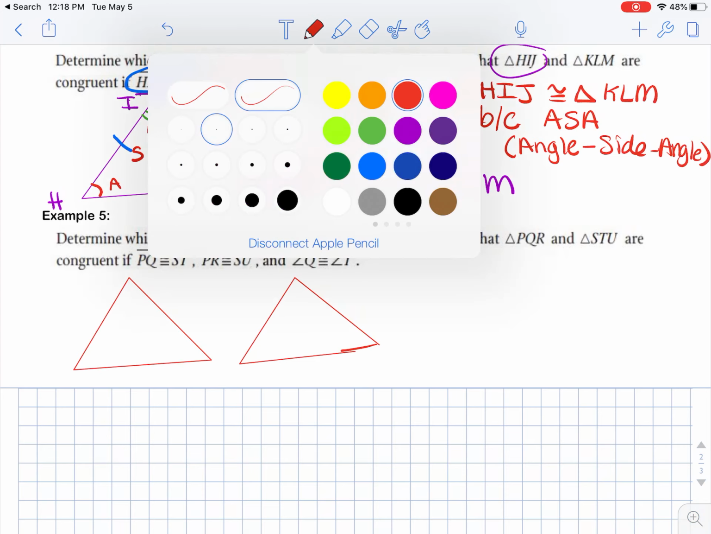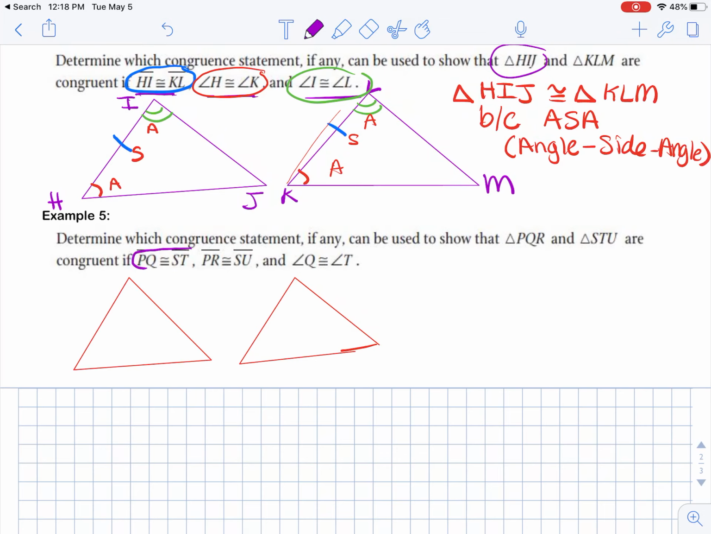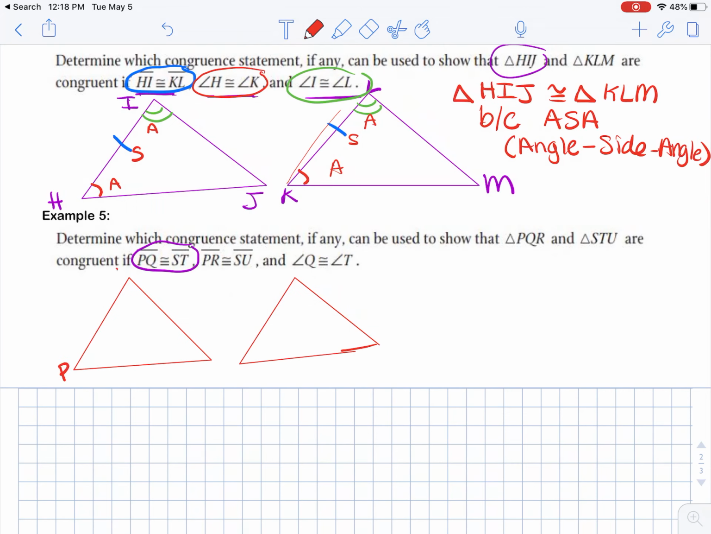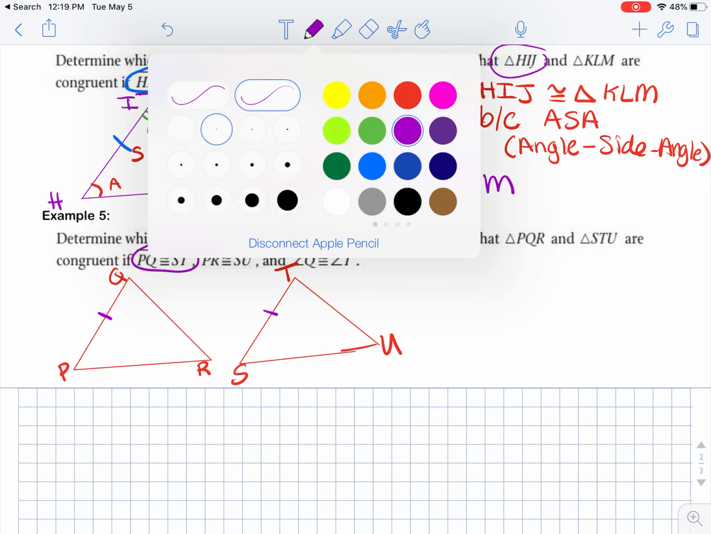So if you look, it tells me 3 criteria. First, it says segment PQ is congruent to ST. So the first thing I'm going to have to do is label this picture. So this is triangle PQR. Well, if I started with P in the lower corner, I'm going to start with S and then go up top to T and then U. So if I look, PQ is congruent to ST. Remember, that's a segment, so you're going to have those dashes, those tick marks on either side. So it tells me that those sides are congruent.